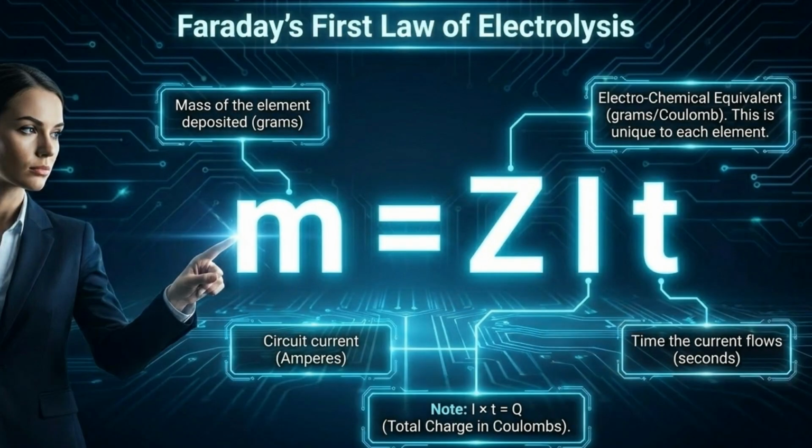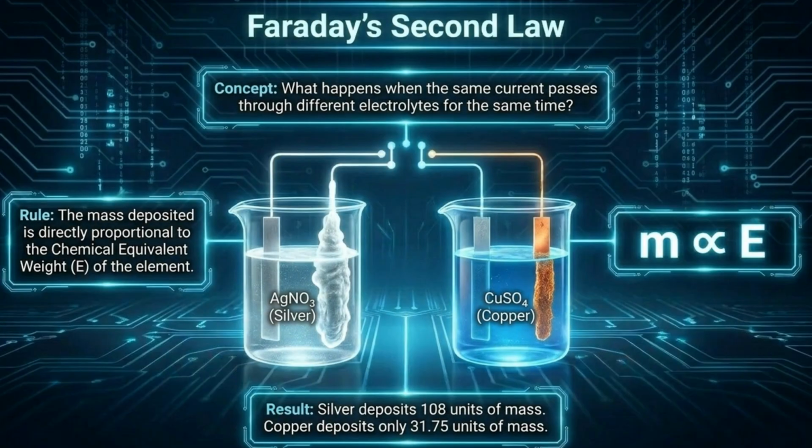Faraday's first law of electrolysis states that the mass of the element deposited is proportional to the total electric charge passed through the electrolyte, defined by the formula M = ZIT. Faraday's second law explains what happens when the same current passes through different electrolytes. The mass deposited is directly proportional to the element's chemical equivalent weight.